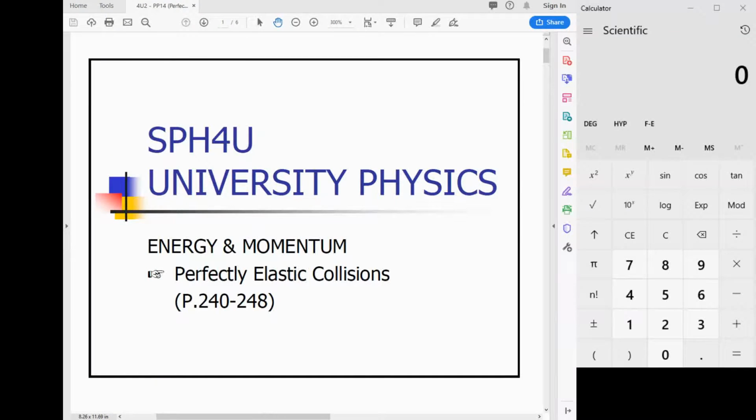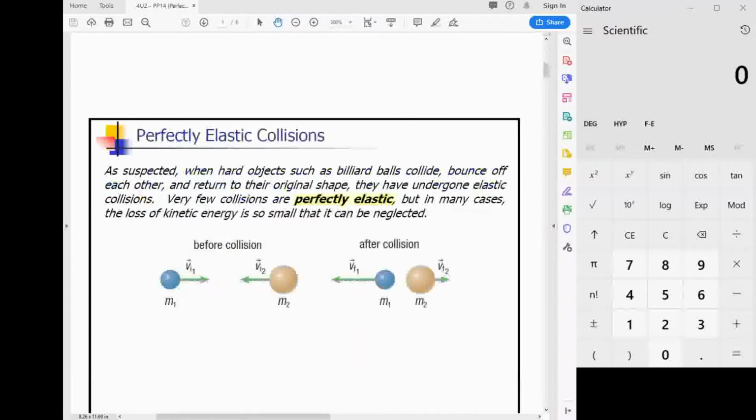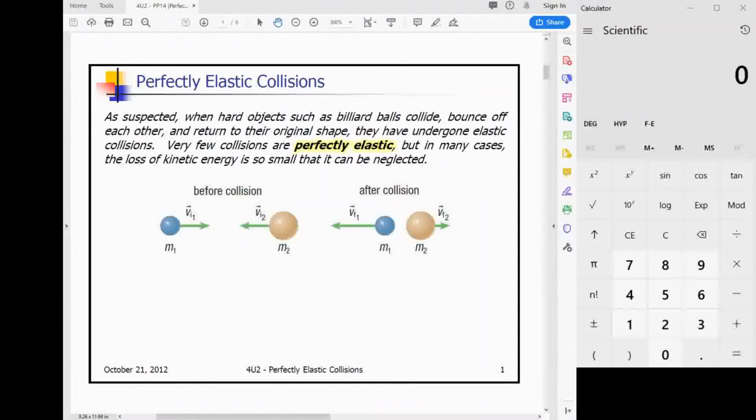So this is our last lecture in Unit 2, Energy and Momentum, and this is on perfectly elastic collisions. Your textbook refers to this as head-on elastic collisions. It's section 5.4 in the textbook, and I'll go through this. It's similar to the collisions we've analyzed previously.